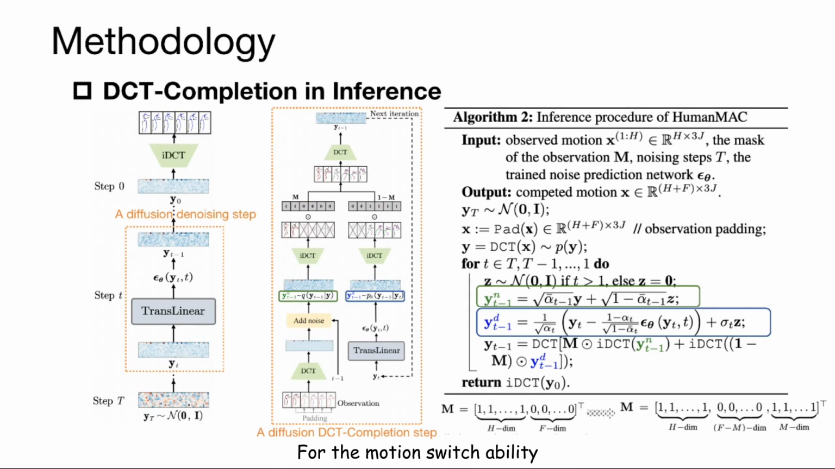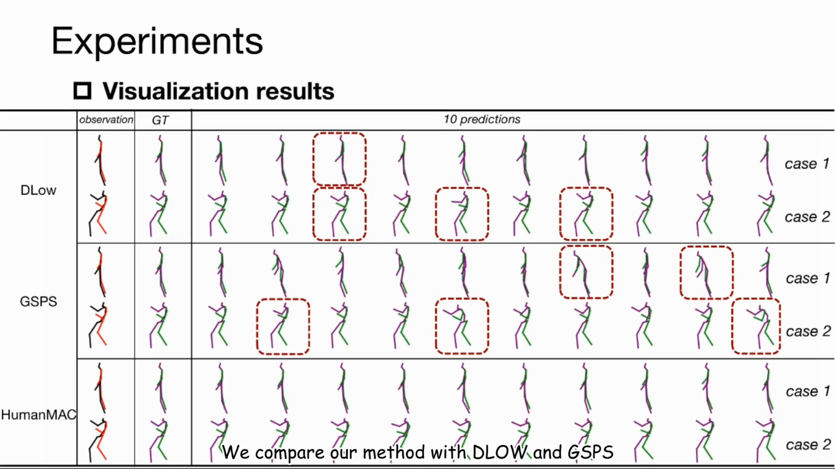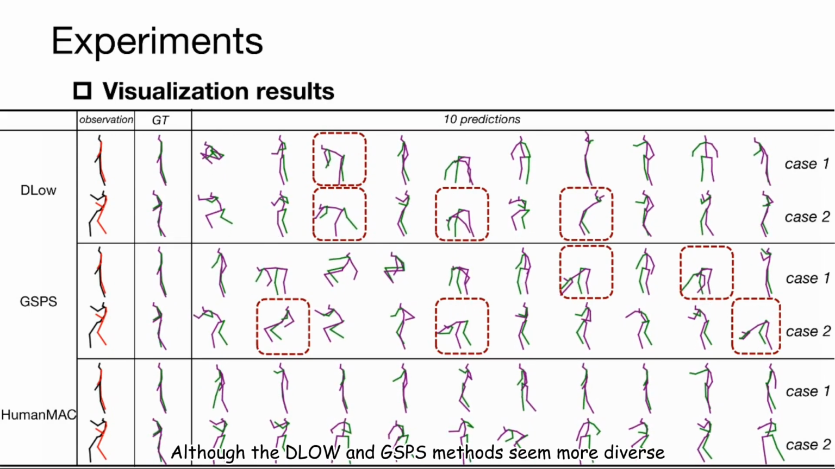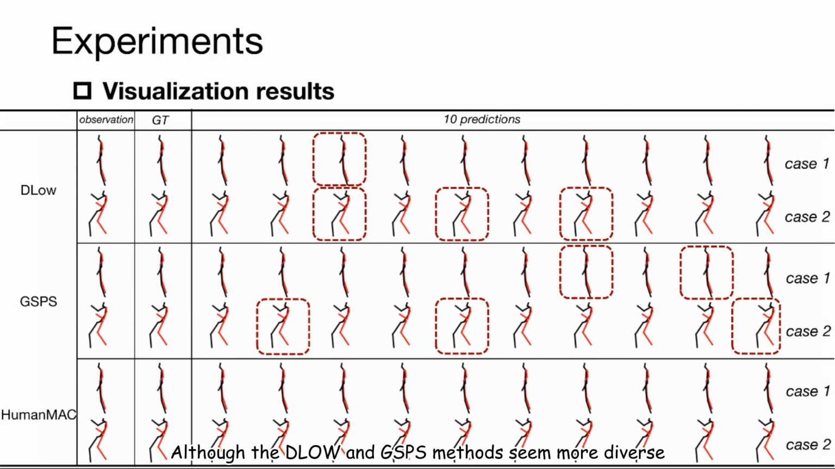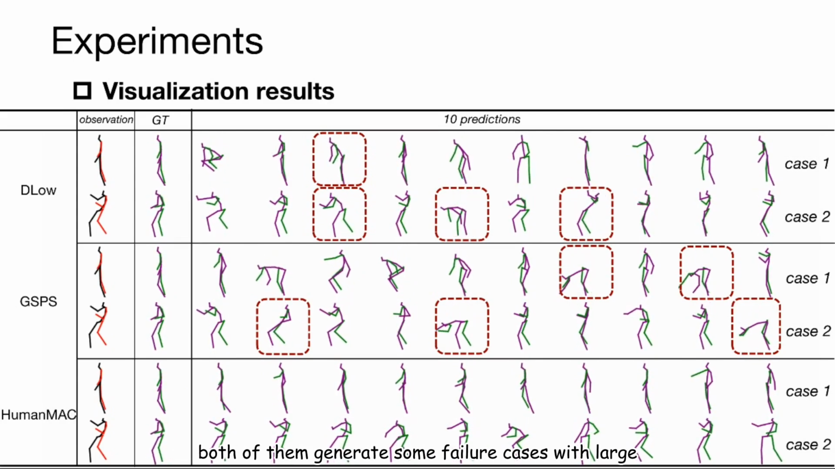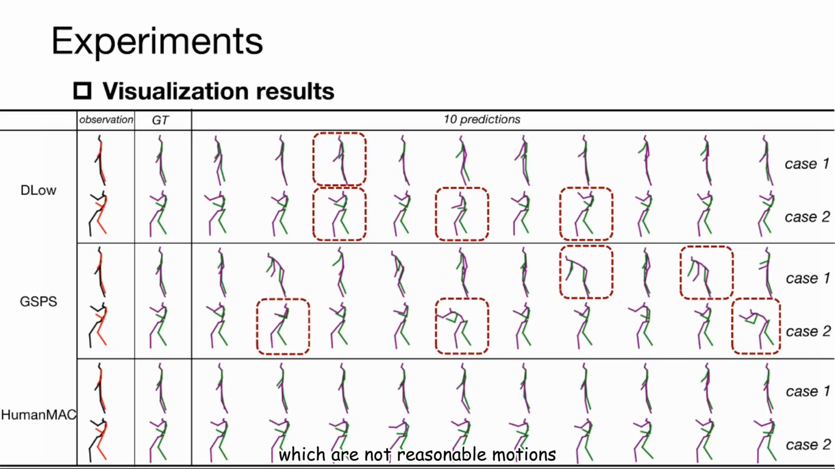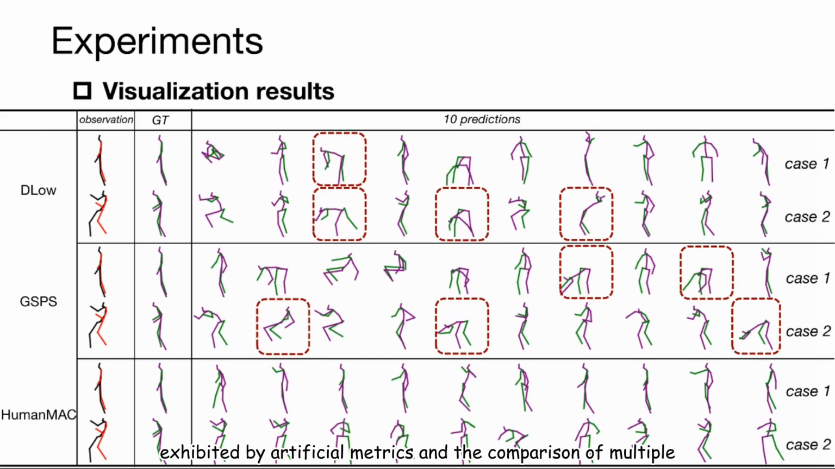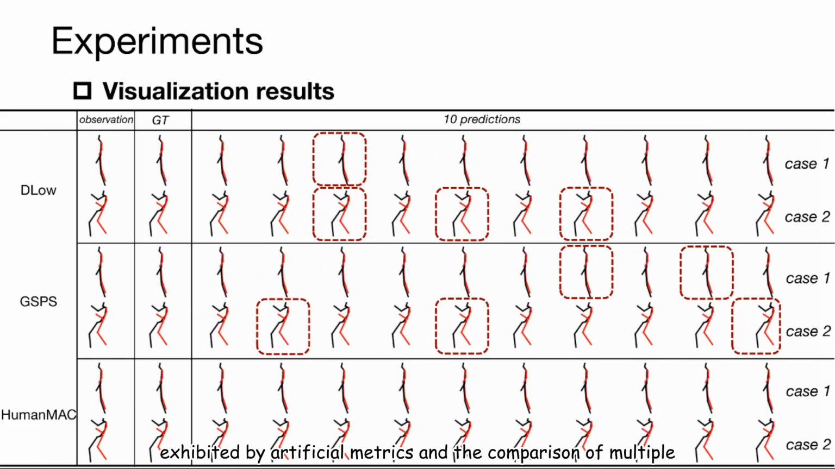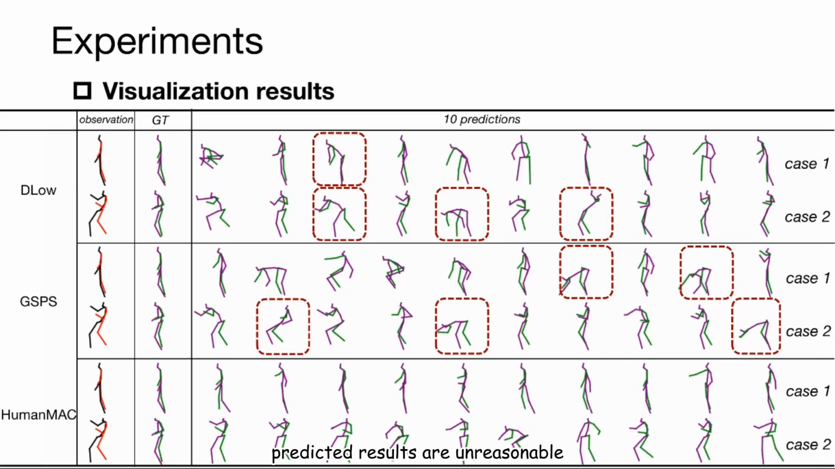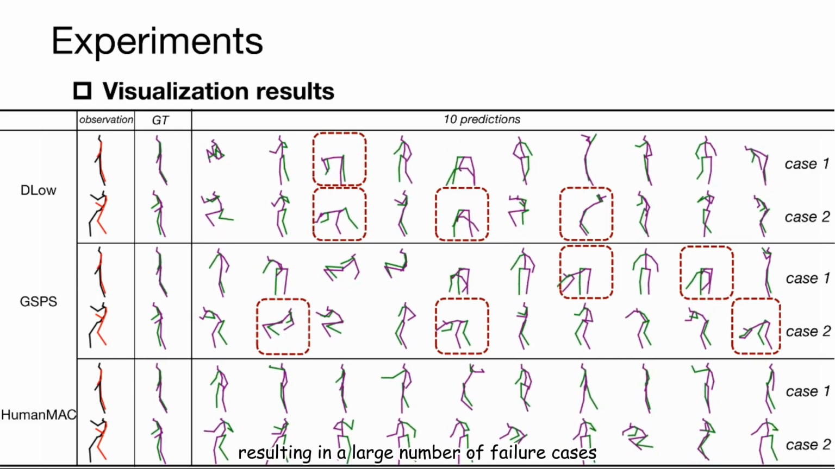For the motion switchability, we provide the final additional M-frame target motions in the inference stage to obtain the controllable prediction. We compare our method with DLow and GSPS. Although the DLow and GSPS methods seem more diverse, both of them generate some failure cases with large distances to ground truths, which are not reasonable motions. We claim that the diversity exhibited by artificial metrics and the comparison of multiple predicted results are unreasonable, resulting in a large number of failure cases.